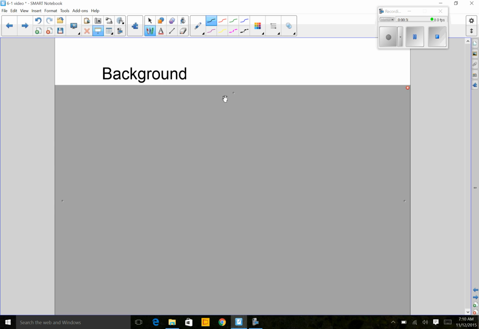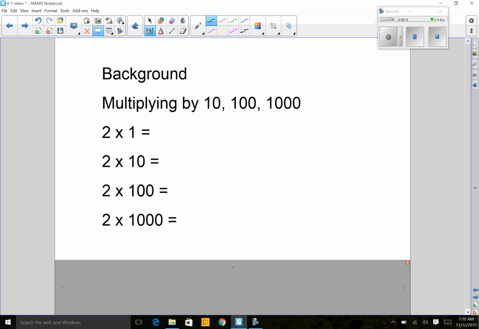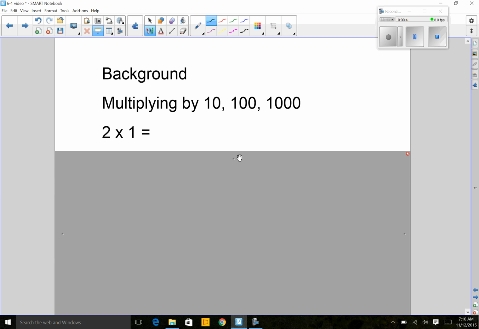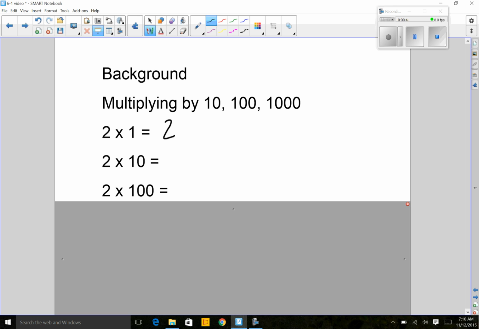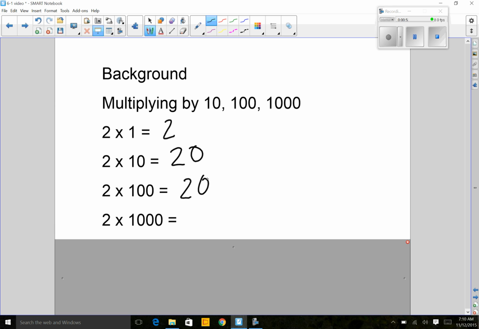So for background, we're just going to look at a little bit of multiplying whole numbers. Remember, 2 times 1 is obviously 2. 2 times 10 is 20. 2 times 100 is 200. And 2 times 1,000 is 2,000. I think we all kind of memorize this as, okay, I've got 2 times 10, I've got 1 zero here, so I'm adding 1 zero. 2 times 100, I've got 2 zeros here, I'm adding 2 zeros. 2 times 1,000, I've got 3 zeros here, I'm adding 3 zeros.